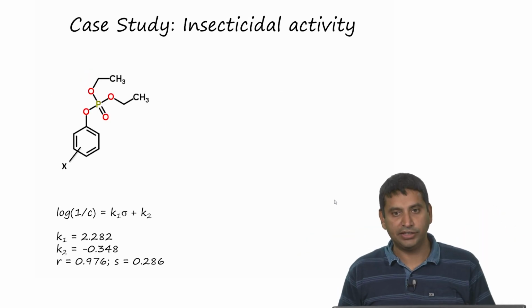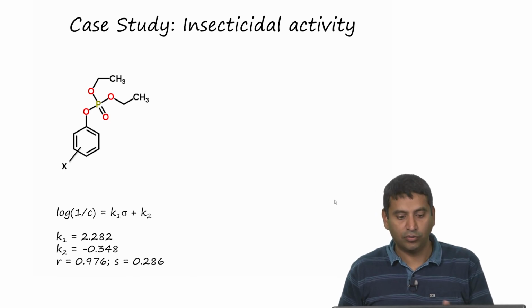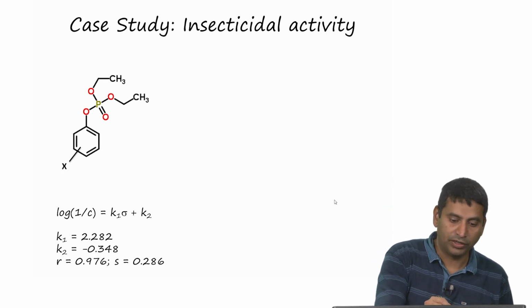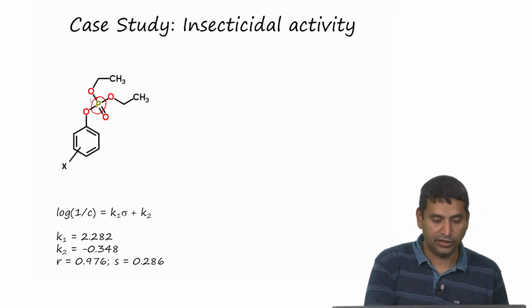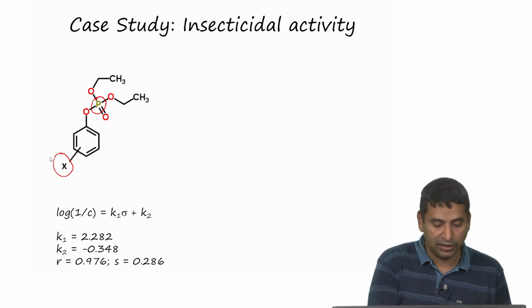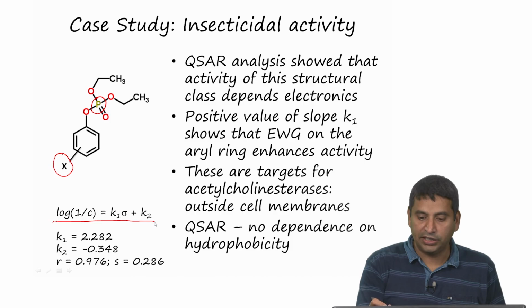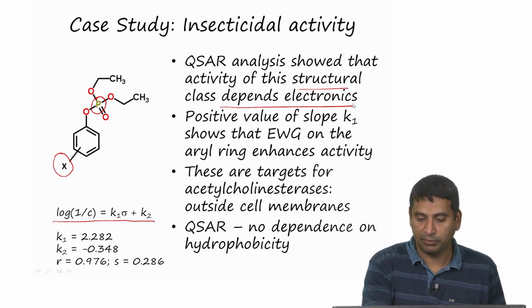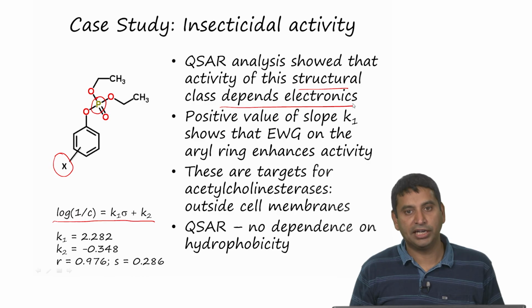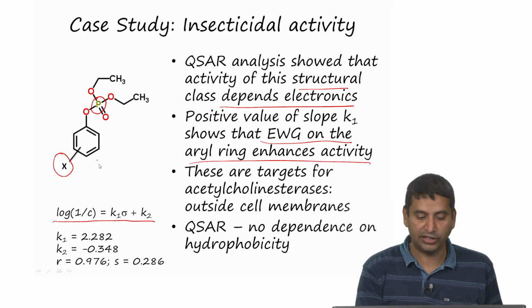Now, let us look at a case study where we have looked at the insecticidal activity of these organophosphates. Here what we have done is we have taken this phosphate and we have systematically changed the group on the benzene ring, and when I study the insecticidal activity, I get a QSAR equation of this sort, and it showed that the electronic effect had a tremendous influence on the inhibitory activity by this set of molecules.